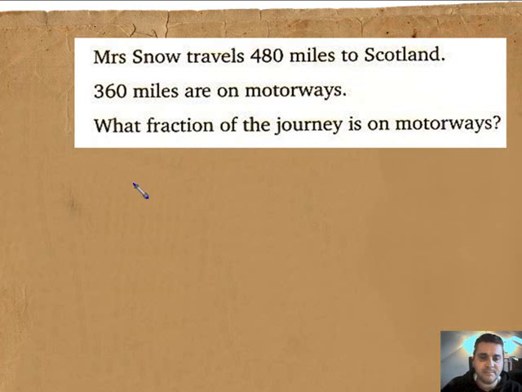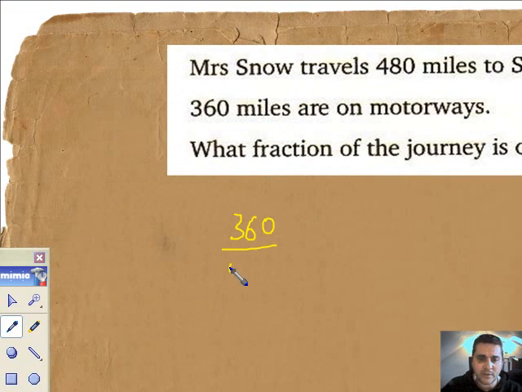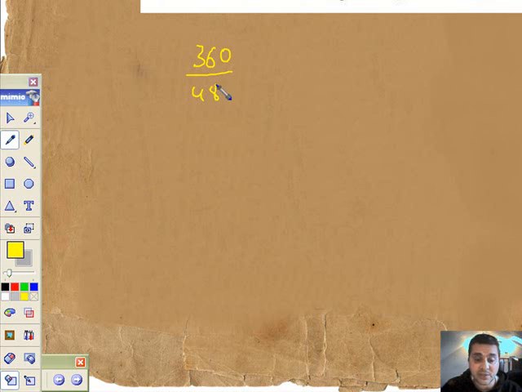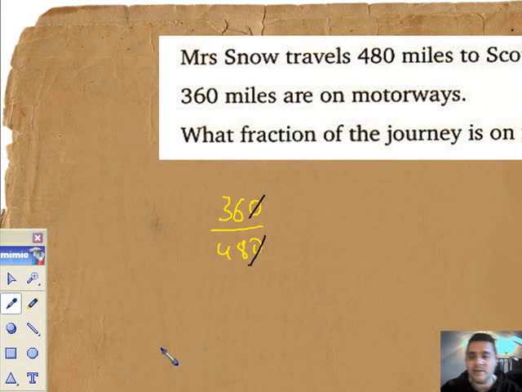Well, it's motorway miles divided by total miles. So it says what fraction of the journey, and the journey is 480 miles in total, and I've got to simplify it down. So that's the fraction that gets me a mark. And I know it's a calculator paper. We can use the function on our calculator that goes A, B, C. Do you remember this one? Big A, little b, little c, and that will just convert it down for us straight away.